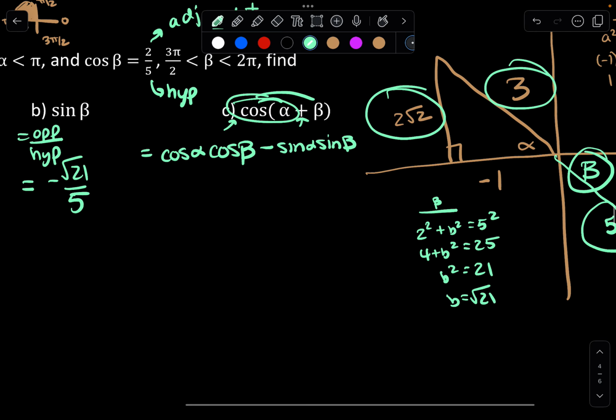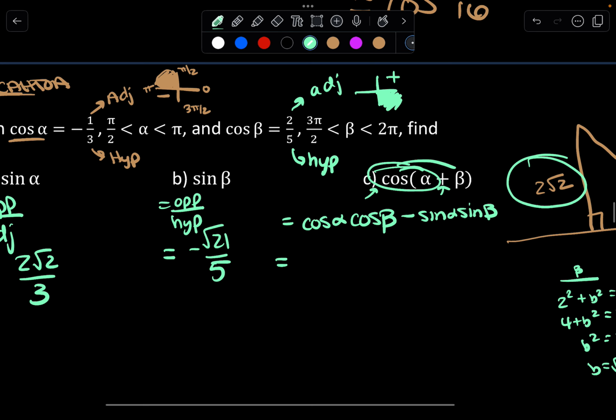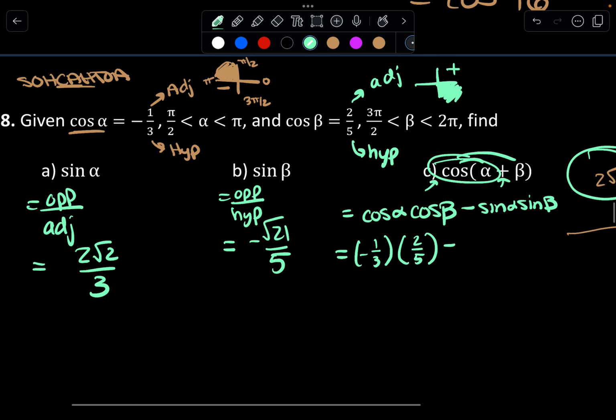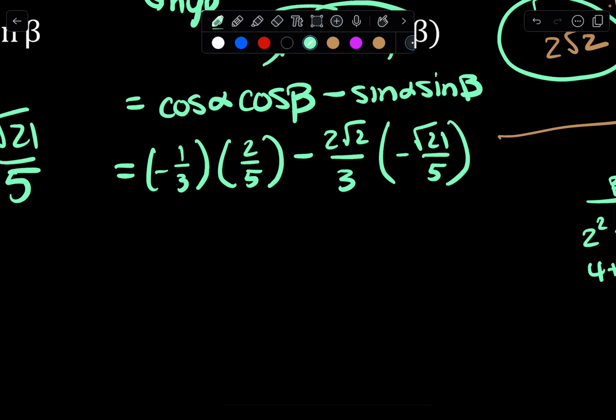All right, so cosine alpha was given to us in the instructions. It is -1/3. Cosine beta was also given to us. That was 2/5. Sine alpha we found in part A. That is 2√2/3. And then sine beta was found in part B. That's -√21/5. From here, it's just some algebraic manipulation.